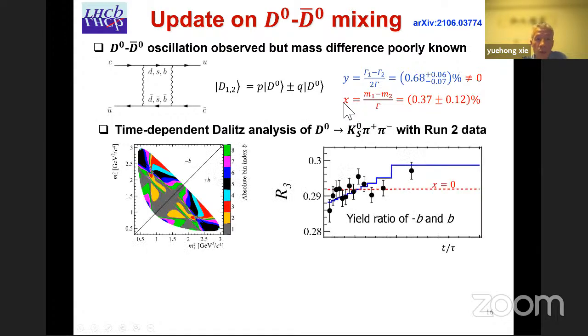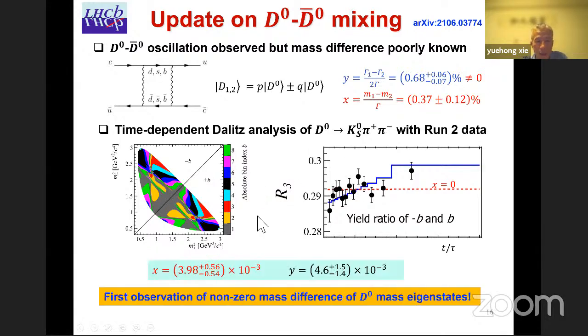In order to solve this problem, we recently performed a time-dependent Dalitz analysis of the decay D0 to K short pi plus pi minus with the full Run 2 data sample. And the value of x is determined to be 4 plus minus 0.6 per mil. This is significantly different from zero. Therefore, this is the first observation of a non-zero mass difference between the two D0 mass states.